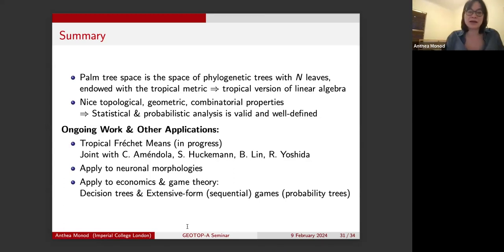And then some things that I'm working on now are trying to characterize these Frechet means and compute them and be able to study them in a statistical setting. And then trying to look at the application of these phylogenetic trees to different settings as well. For example, neuronal morphologies, or economics and game theory, where you're looking at decision trees and sequential games, where you also have a tree structure.